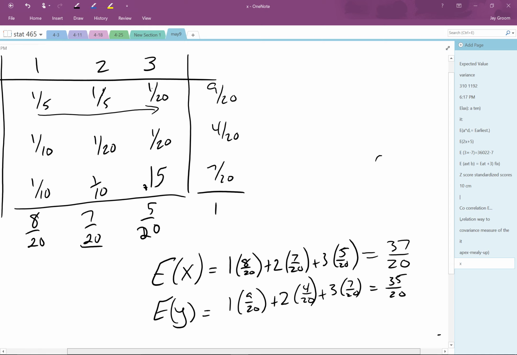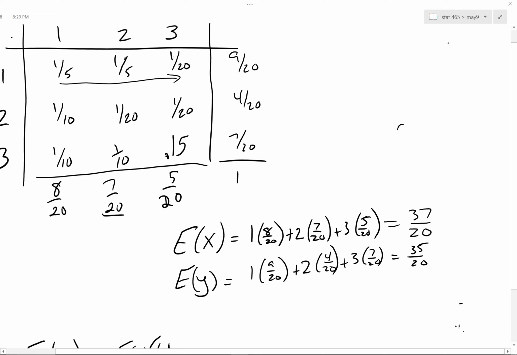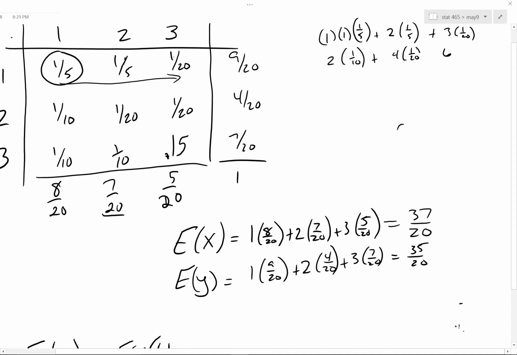So the expected value of x, y. What do you mean x, y? I mean x times y. So 1 times 1 is 1, right? But look, I'm going to multiply that by its probability. Plus, and I'm just going to go across the top, it's going to be 2 times 1 is 2 times 1/5. Plus 3 times 1 is 3 times 1 20th. And now let's come across the middle here. It's going to be 2 times 1 is 2 times a 10th. Plus 2 times 2 is 4 times a 20th. That's going to be 6 20ths.